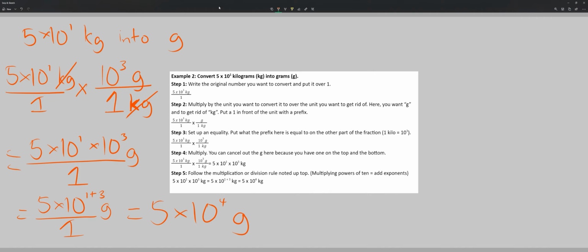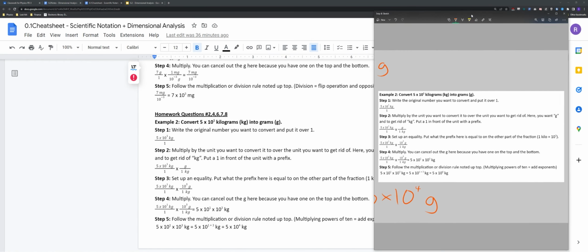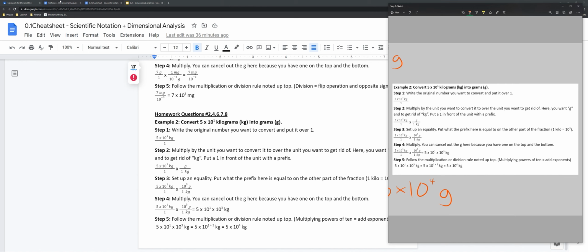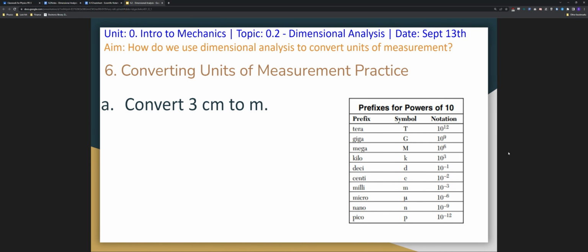And that's the second example. So the difference here is that I just flipped where I put my 1, because the rule for the 1 is that you put the 1 in front of the unit with the prefix. Right? And that's something you want to remember. And so now let's go back to our examples.